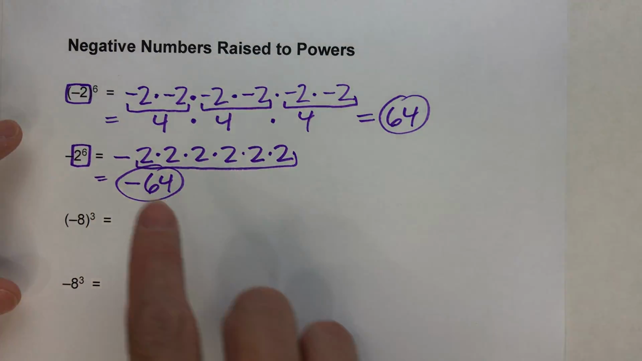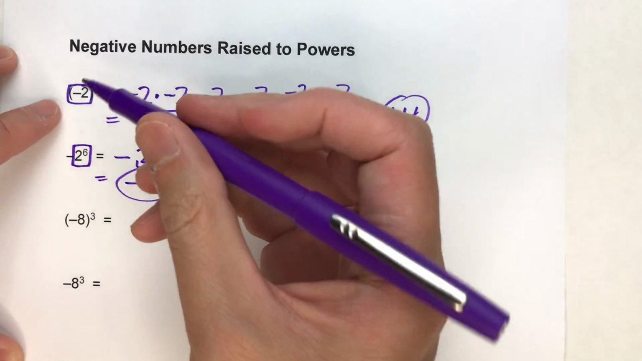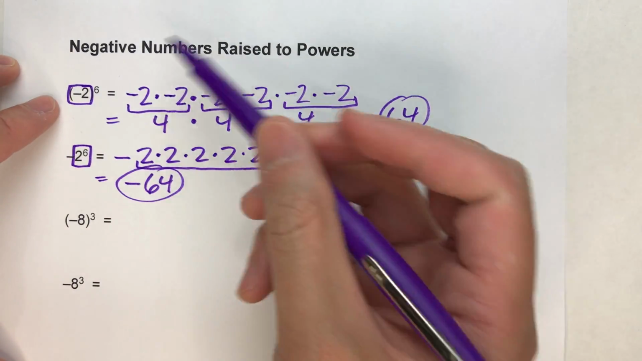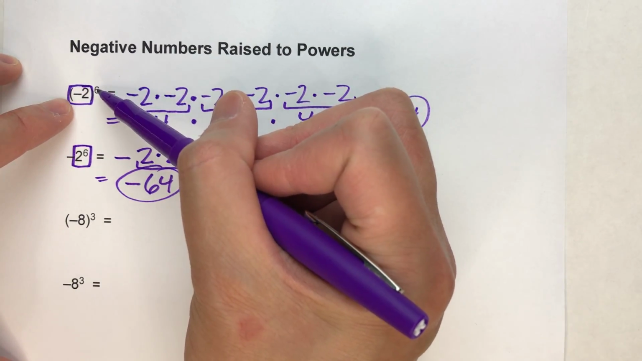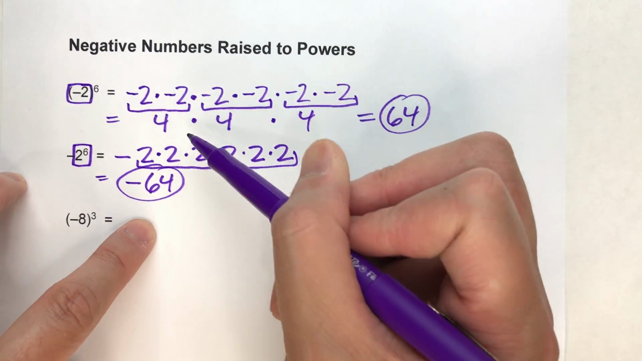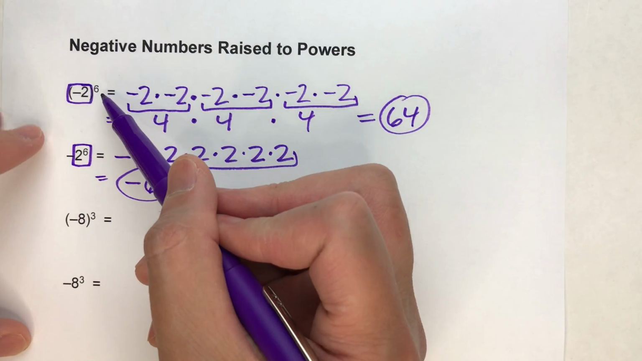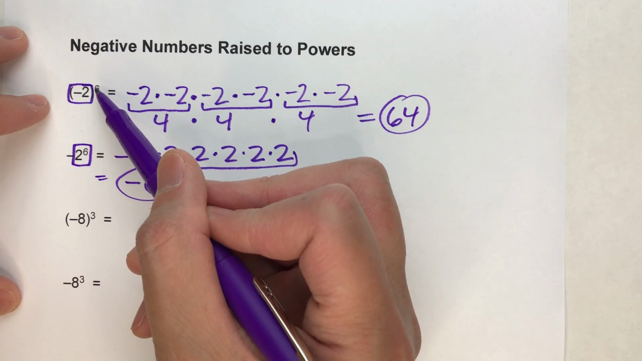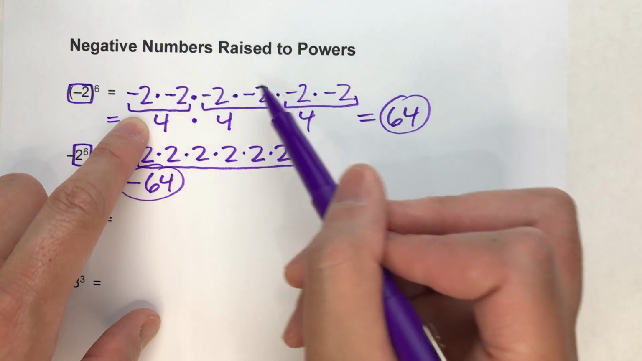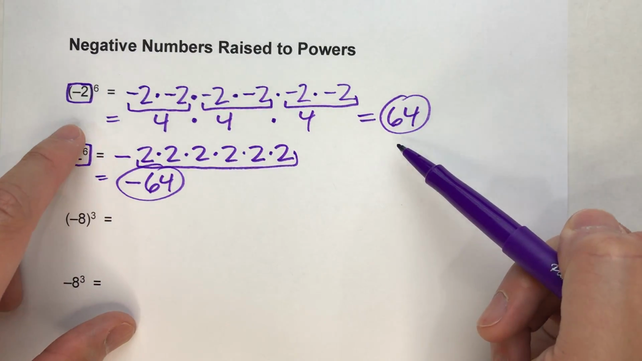All right, so the parentheses matter here. So you really have to pay attention to how it's written out and what's being repeatedly multiplied. Is it the negative 2 being repeatedly multiplied, or is it just the 2 being repeatedly multiplied? Because notice they give us different answers. Now also notice we have an even exponent, which means that there's going to be an even number of negative numbers being multiplied together here. So it's going to come out positive.